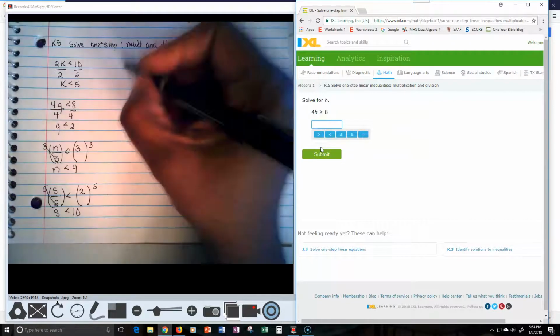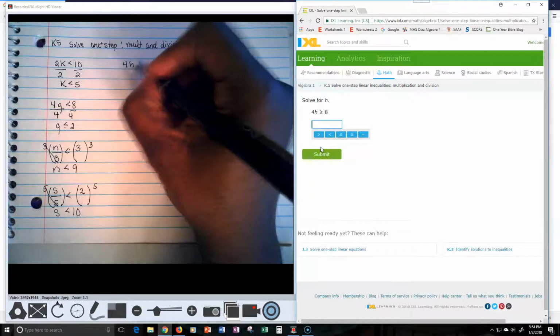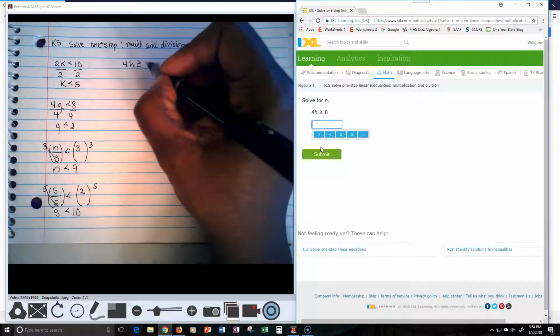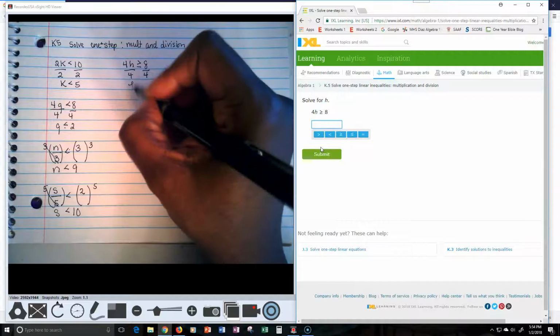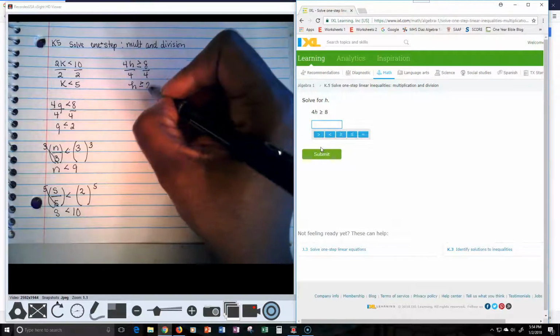All right, our next one would be 4h is greater than or equal to 8. Divide both sides by 4. Therefore, h is greater than or equal to 2.